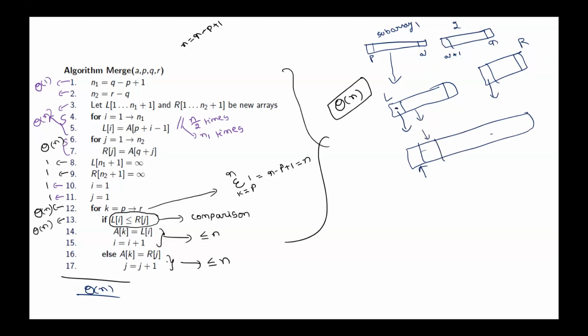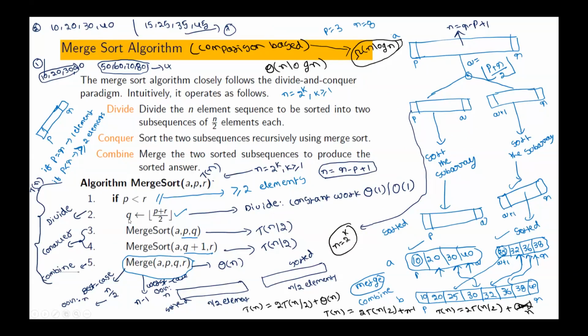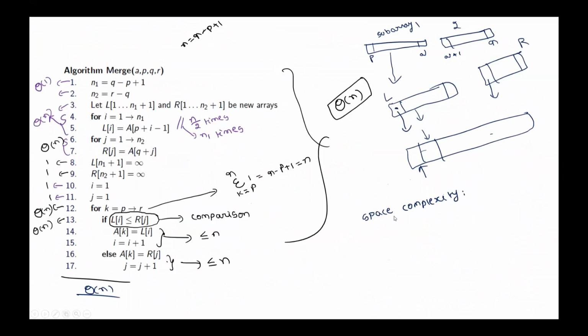Now you tell me, what is the space complexity of this algorithm? We are talking about merge sort. What is the total space it takes? It is constant up to this, but for the merge procedure, how much space? 2n plus a constant. Asymptotically? Order of n, sir. Order of n. Correct?